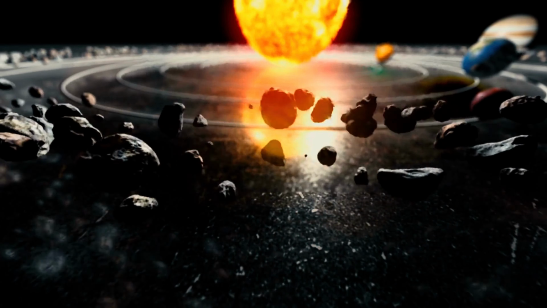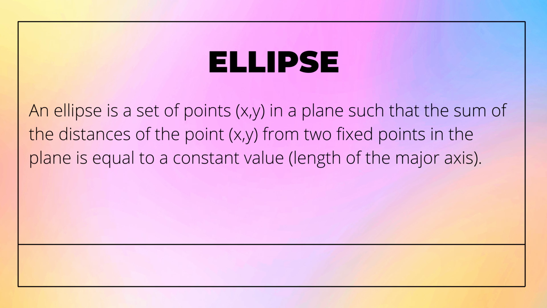An ellipse is a set of points, x, y, in a plane, such that the sum of the distances of the point, x, y, from the two fixed points in the plane, is equal to a constant value. The two fixed points being referred to are called foci, plural form of focus. The definition can be best illustrated by analyzing this video clip.